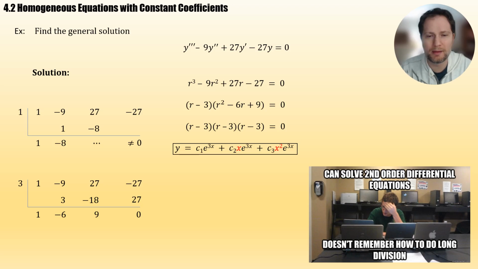The answer is, you can't just do c1 e to the 3x plus c2 e to the 3x again. Those are the same things, right? We need a second linearly independent solution. And now we need a third linearly independent solution as well. So you just have to keep multiplying by more x's.